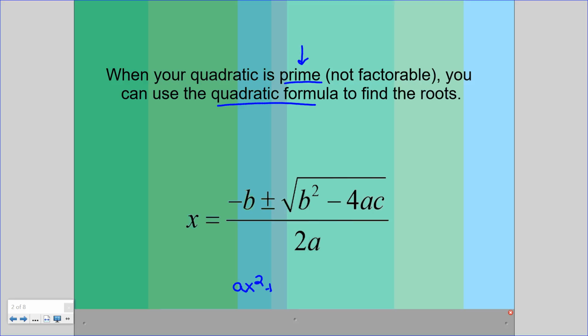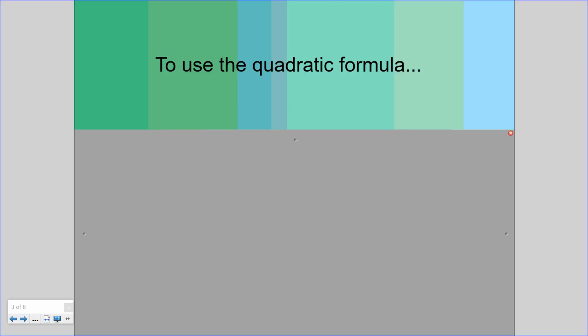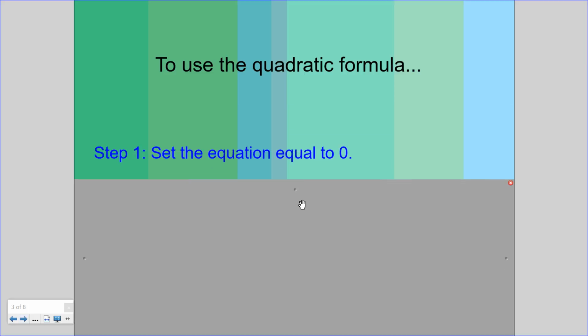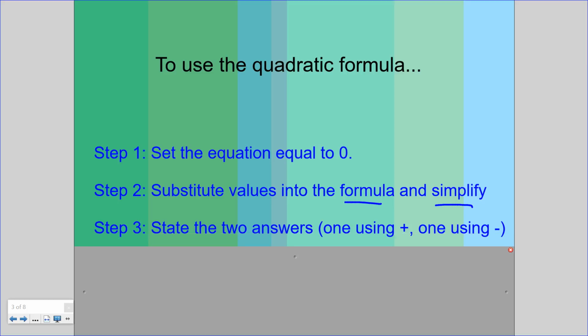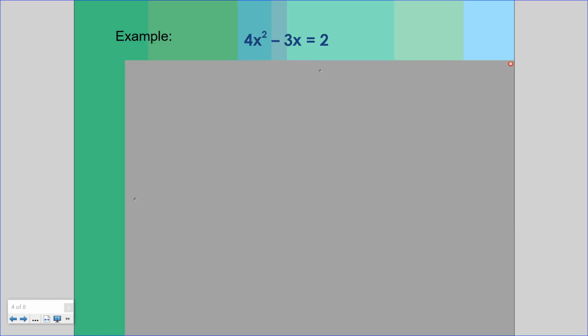Standard form is ax squared plus bx plus c. Whatever numbers are in these places, that's where our numbers will fill into our quadratic formula from. To use the quadratic formula, we need our equations set equal to 0, or really, you need them in standard form of ax squared plus bx plus c. Then you will substitute your values of a, b, and c into your formula and simplify. And you'll state your two answers, one using an addition sign and one using subtraction, since we'll do plus or minus.